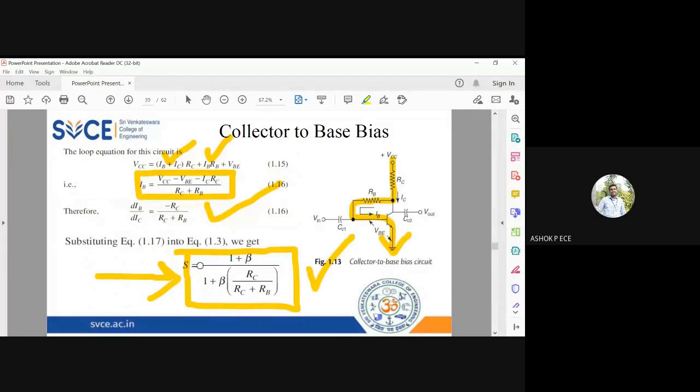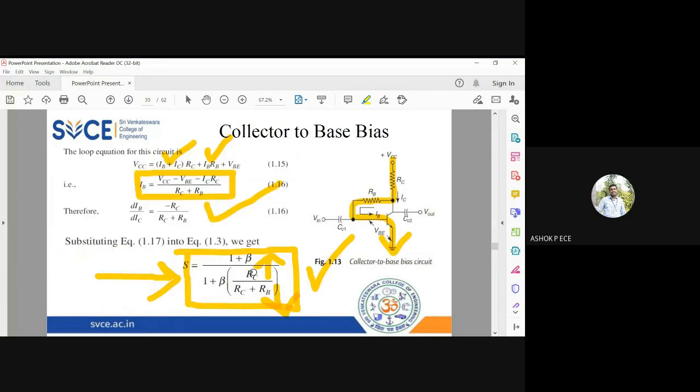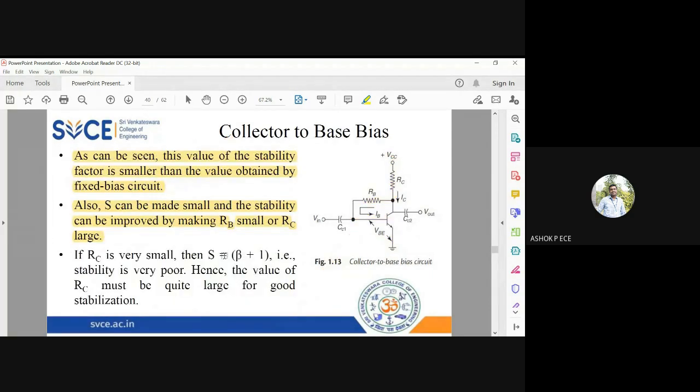You see, the S value should be less. If the S value has to be less, the denominator has to be more. For the denominator to be more, RC should be made large and RB should be made small. If you do that, the denominator will be large, so the S value will be very, very small. If RC is very small, if you put RC equal to 0, it will be approximately equal to 1 plus beta, which gives very poor stability. It is just like a fixed bias.